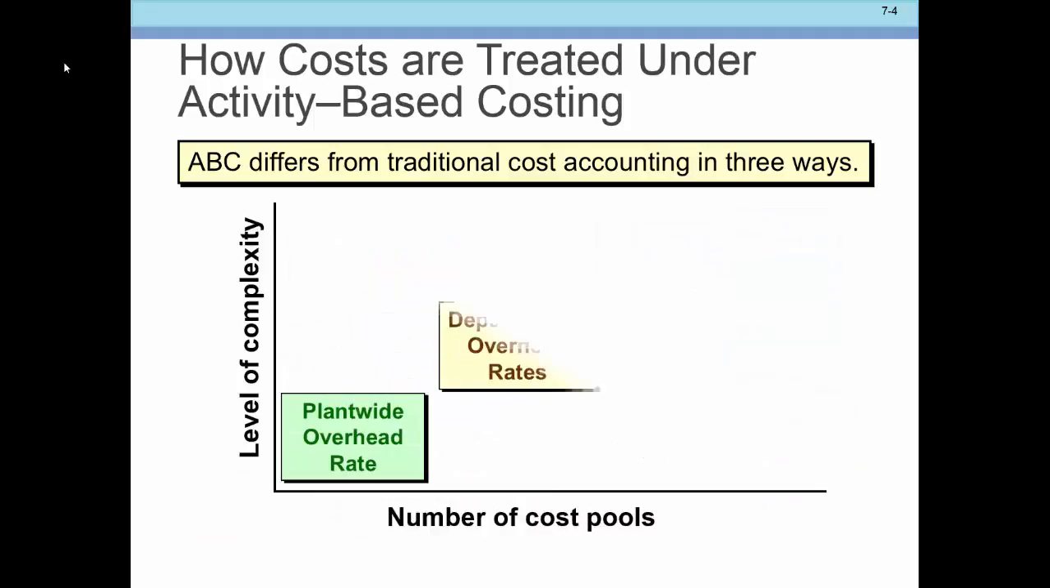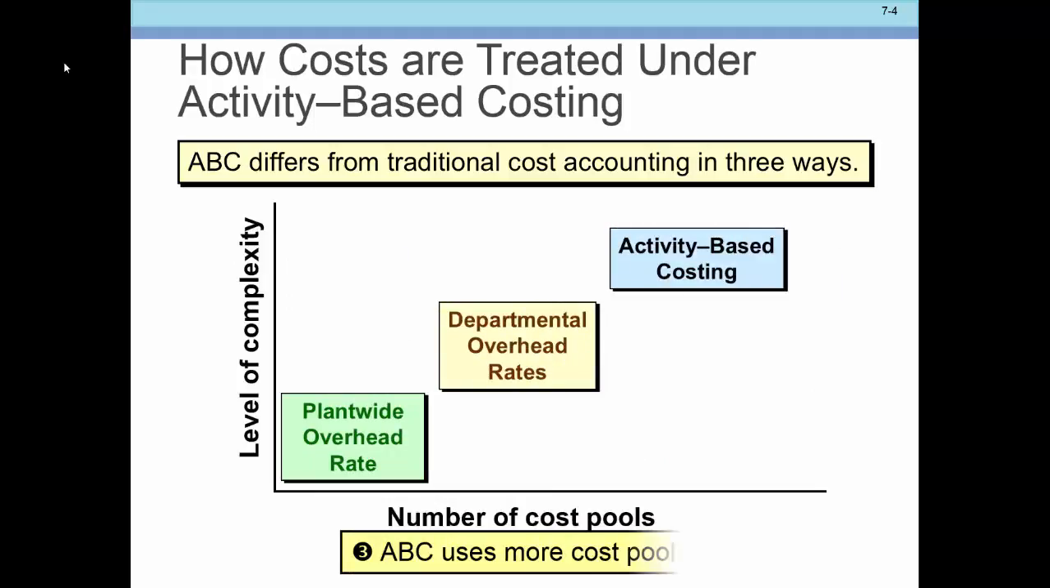So we've already learned the plant-wide overhead rate process. We have one rate for the entire company, and we use that one rate to allocate our costs. With departmental overhead rates, depending on the number of departments, one department, two departments, we could have a couple of different rates. I mentioned that we might do that because not all departments would necessarily have similar costs. So we would use a departmental rate.